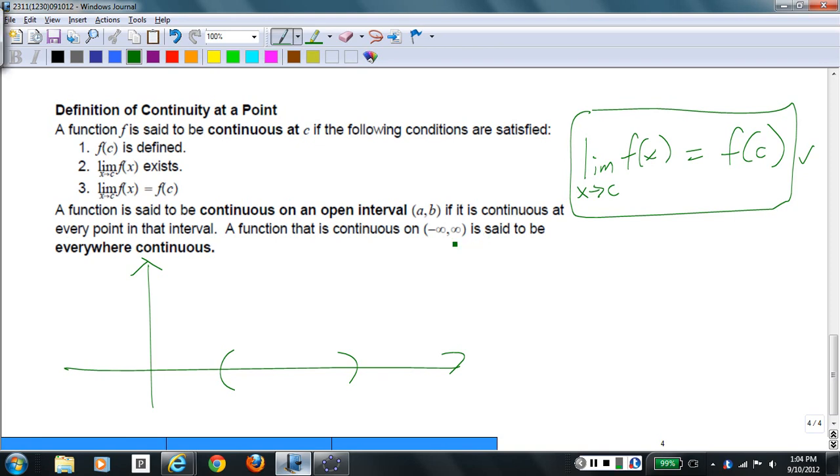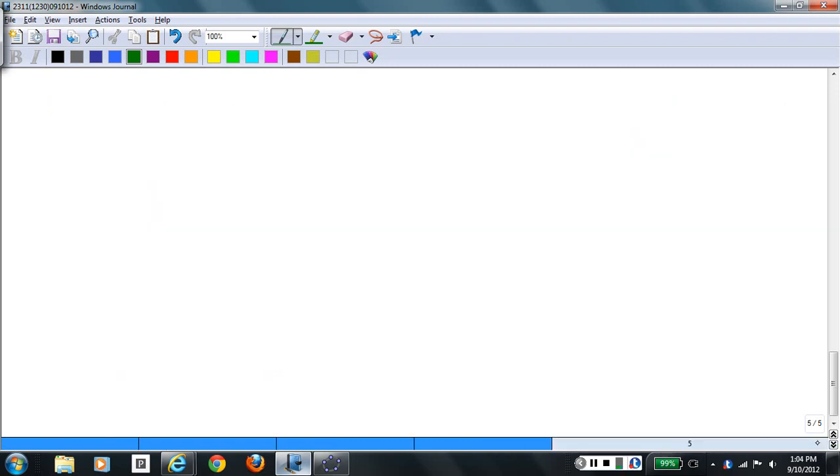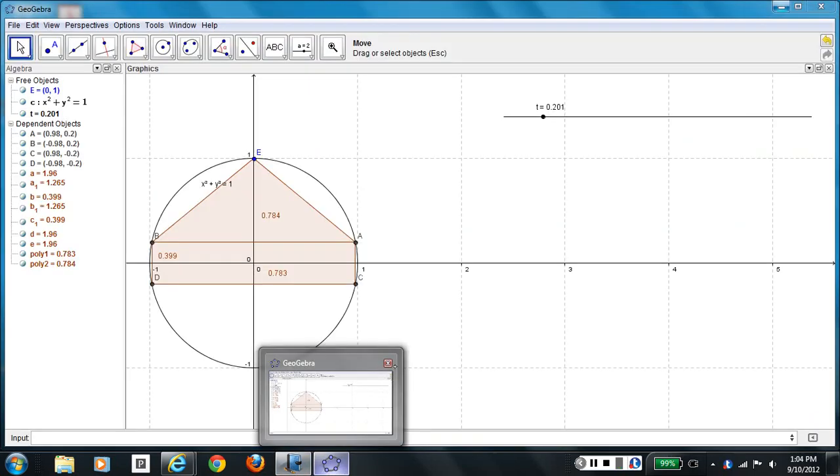Sometimes the interval we're talking about is the set of all real numbers. If this definition holds for every value of x, every real number, then we say it's everywhere continuous, or sometimes I'll say continuous everywhere. It's continuous on negative infinity to positive infinity.